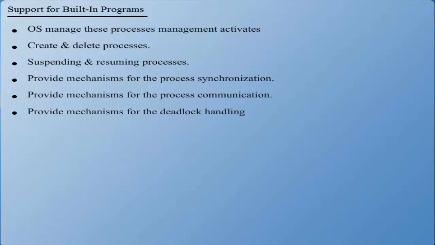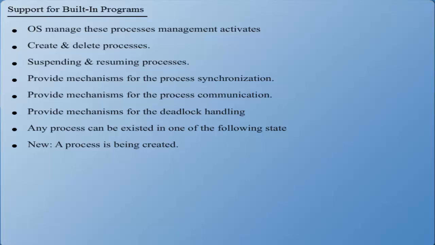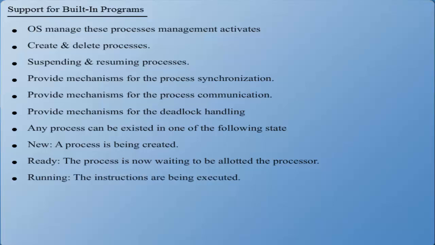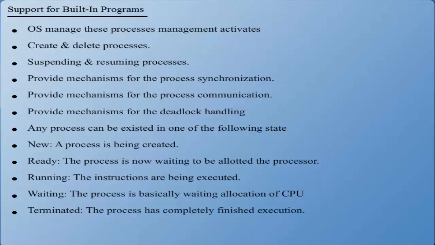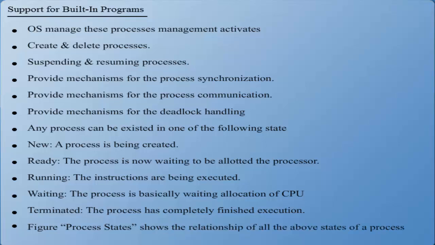Every process can exist in any one of the following mentioned states such as new, a process is being created. Ready, the process is now waiting to be allotted or assigned to some processor. Running, the instructions are being carried out, executed. Waiting, the process is basically waiting for some result to occur, like an I/O completion. Terminated, the process has completely finished execution. The following figure, process states, shows the relationship of all the above states of a process clearly.